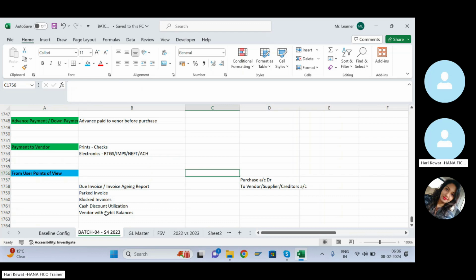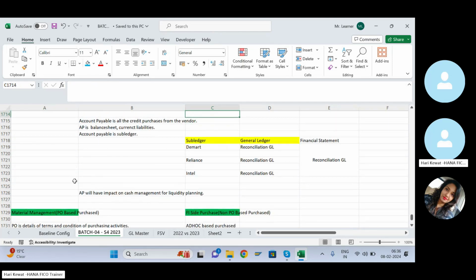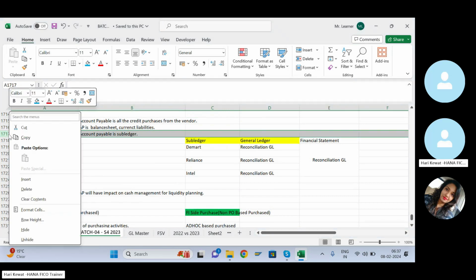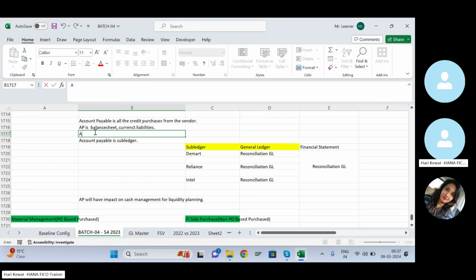So let me write here this point, that account payable will generally have a negative balance. Okay, negative or credit balance.